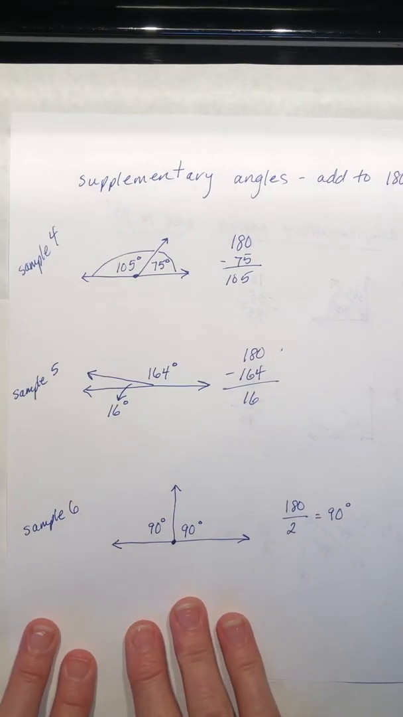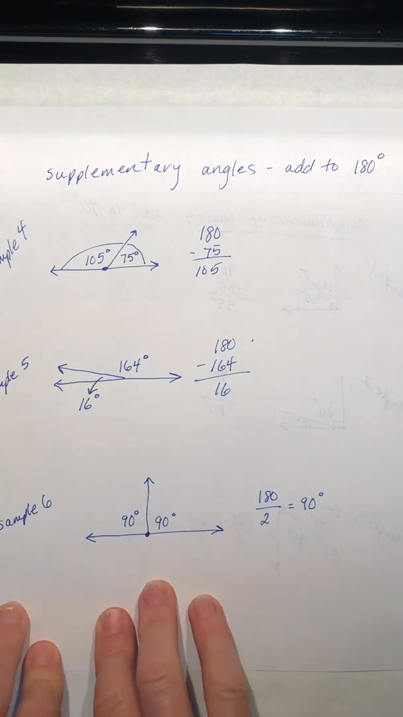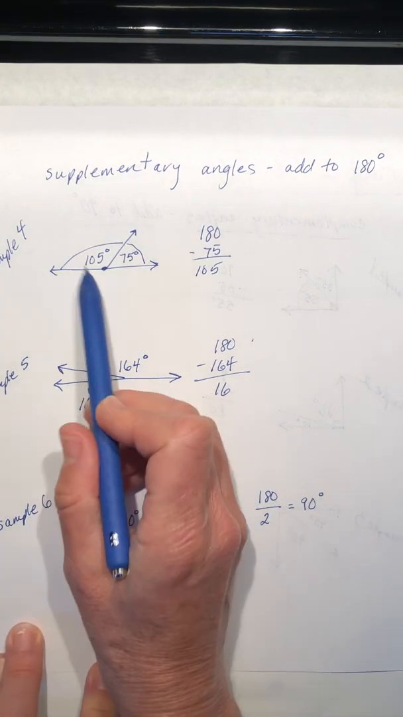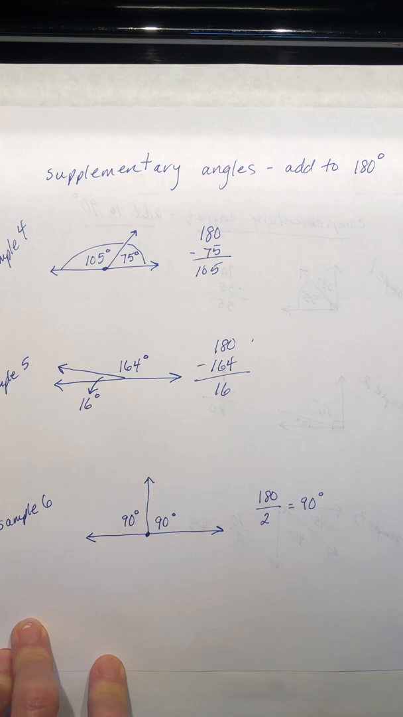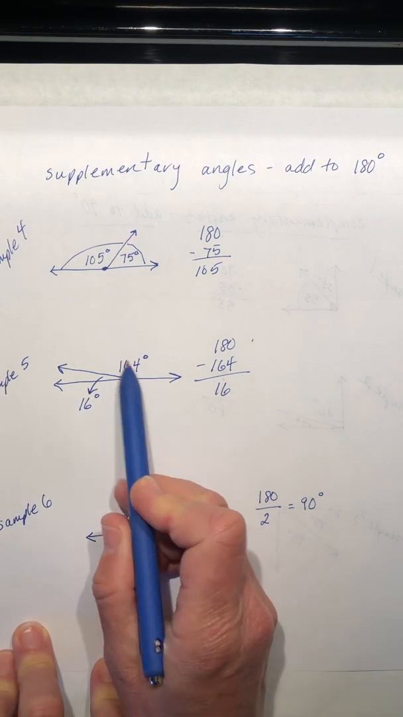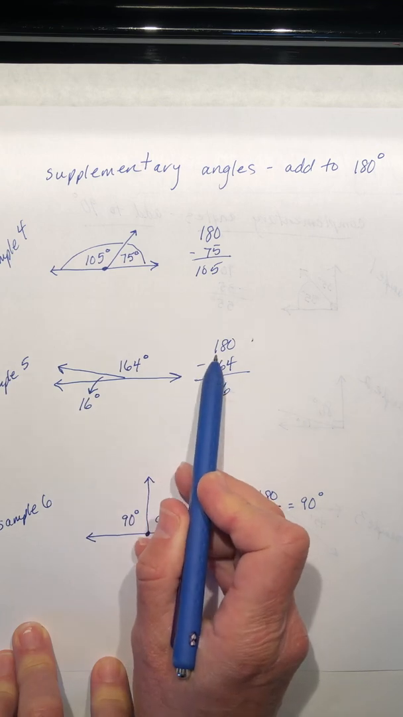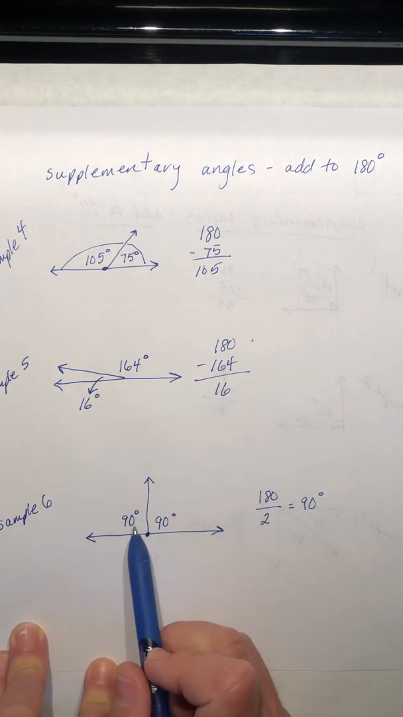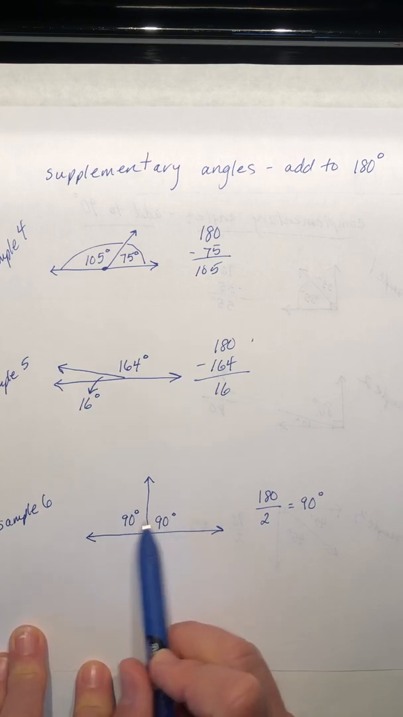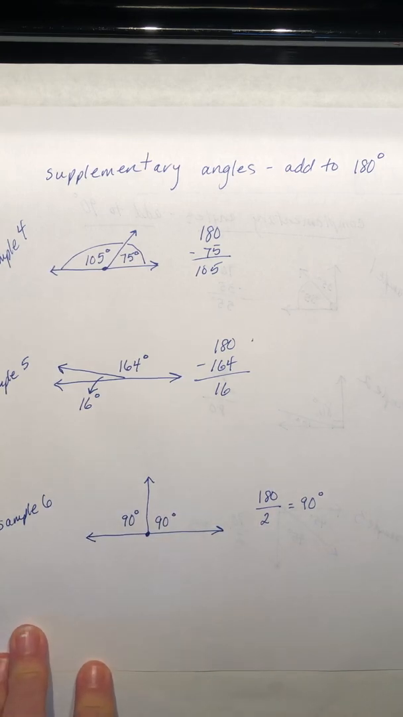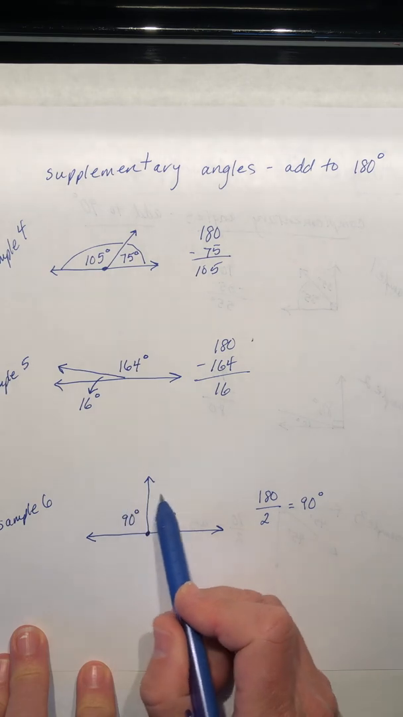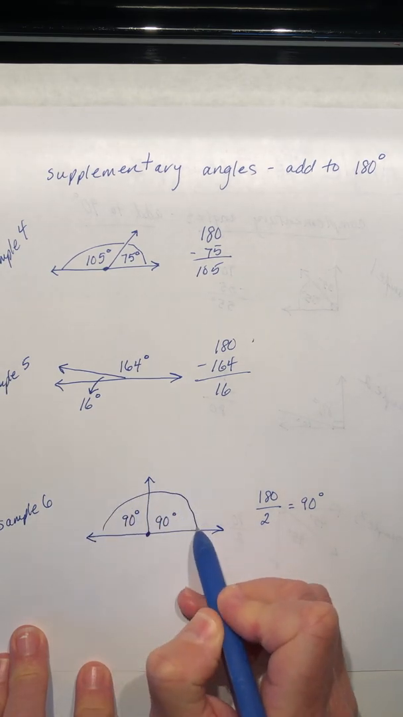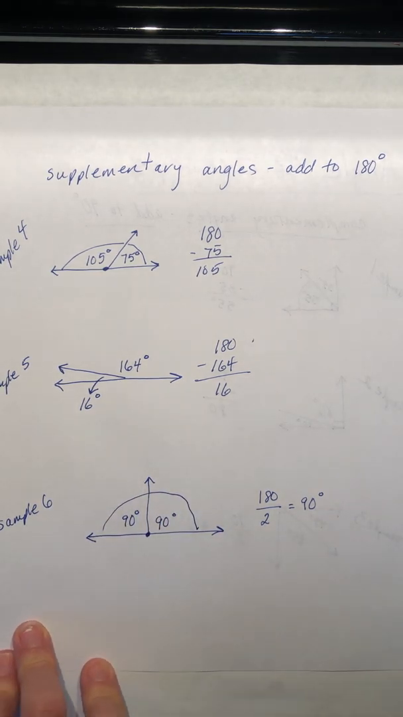And with our supplementary angles, they add to 180 degrees. So those two angles add up to 180. That's why they're supplementary angles. These two angles add up to 180. That's why they're supplementary angles. And it was interesting that we could have two angles that have the same measure. As long as they add up to 180 degrees, we've got two supplementary angles.